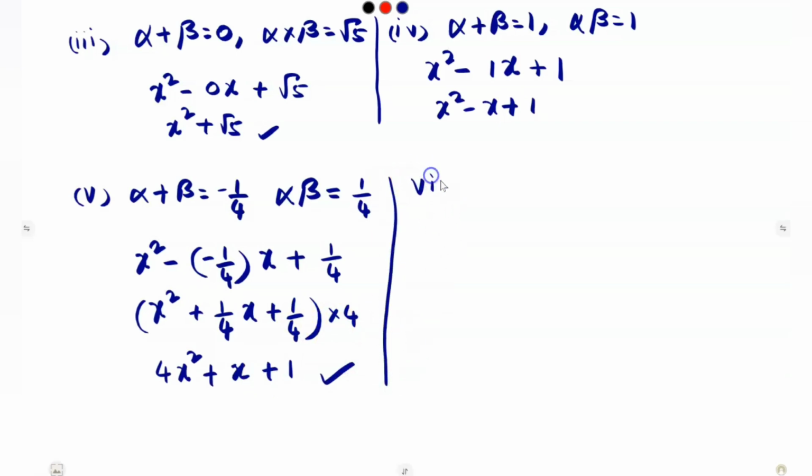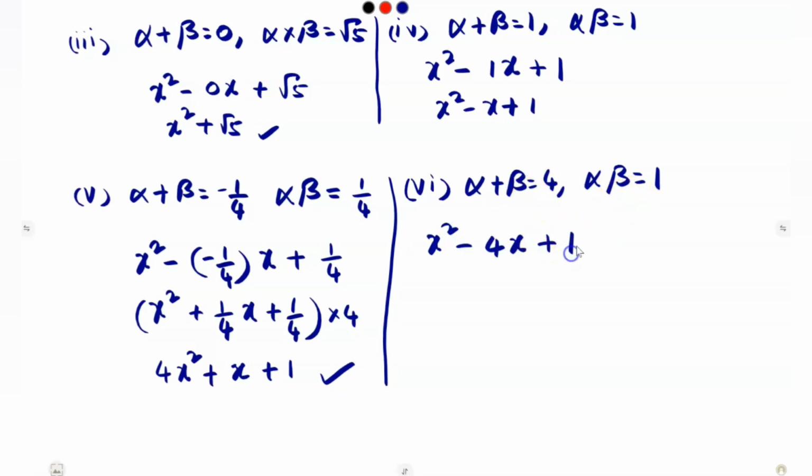Coming to the sixth question. Given the sum of the roots alpha plus beta is equal to 4 and the product of the roots alpha times beta is given as 1. Let us substitute these also in the polynomial. We get x square minus (alpha plus beta, which is 4) x plus alpha times beta, which is 1. So this is already in standard form. This is the answer for the sixth question.